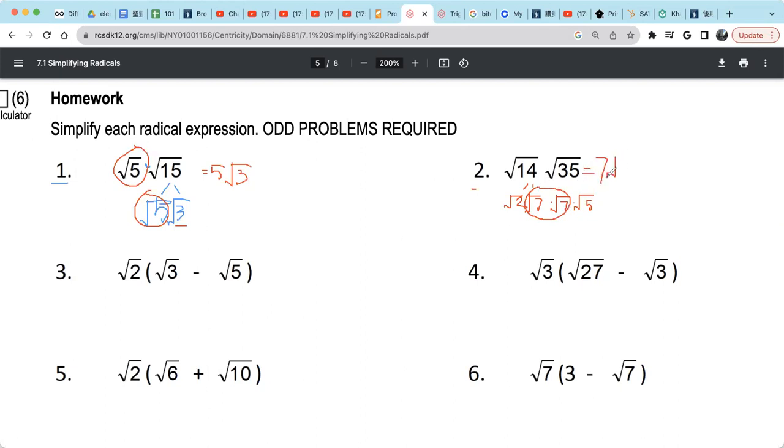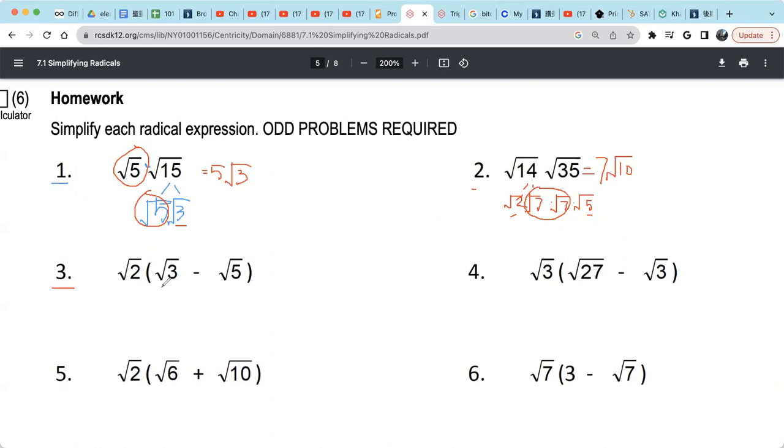What about under the radical sign? We have 2, we have 5. 2 times 5 is 10. So the answer for 2 is 7 radical 10. So this 2 is review from the last video. Now let's look at 3. Let's observe the difference. 3, 4, 5, 6 are different from 1 and 2.